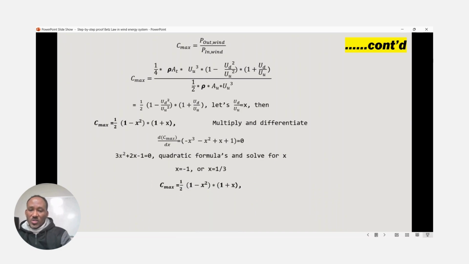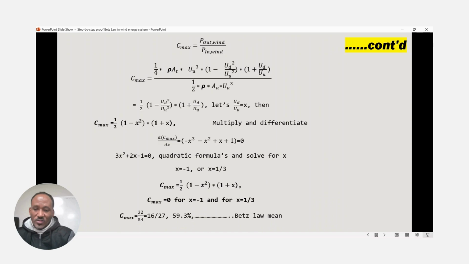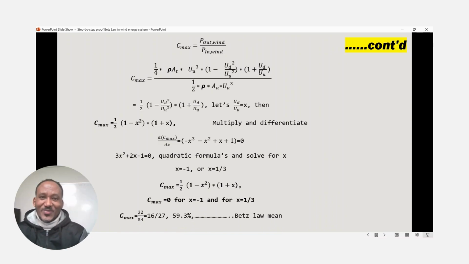Whenever you substitute minus 1 in this equation, the efficiency is equal to 0, which does not make sense, because that means the turbine is not working. So we don't use minus 1 as the value. Then substitute 1 over 3, and C_p is equal to 32 over 54, or 16 over 27, which is equal to 0.593. This is all about Betz Law.